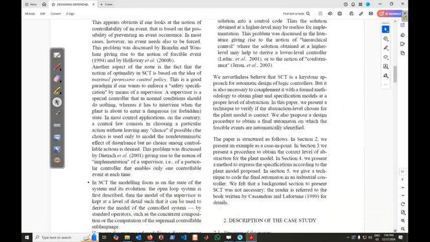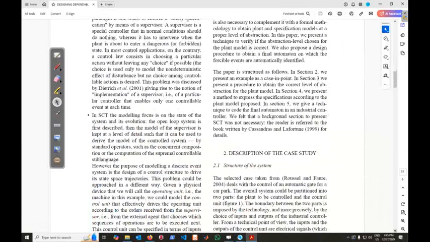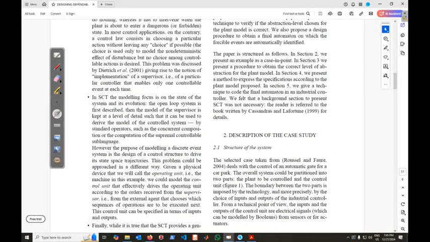The second one is related to modeling. Now the idea is how to derive the model. The problem could be, given a physical device, we will call it the operating unit or the machine, we could model the control unit that effectively drives it. Okay? This will be clearer when we go further through the paper.